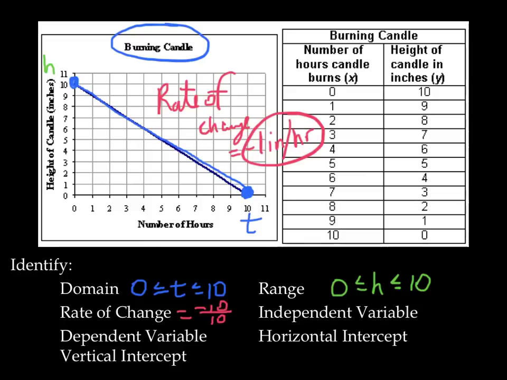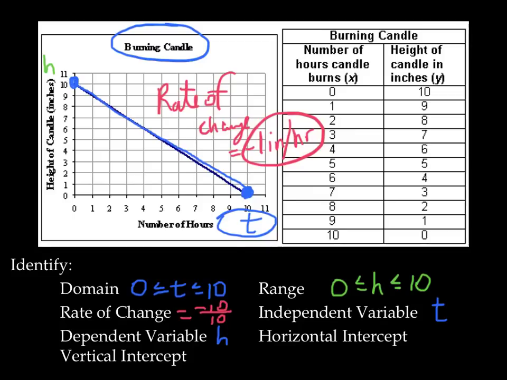Okay, the independent variable is usually the variable down on the x-axis. That's the number of hours. In other words, it's time, t. And we should note that the independent variable usually doesn't care what happens to the dependent variable. In other words, time ticks by regardless of how quickly the candle burns or if it's burning or not. Whereas the dependent variable is h, the height of the candle. That changes, and the height of the candle depends on how long it's been burning.